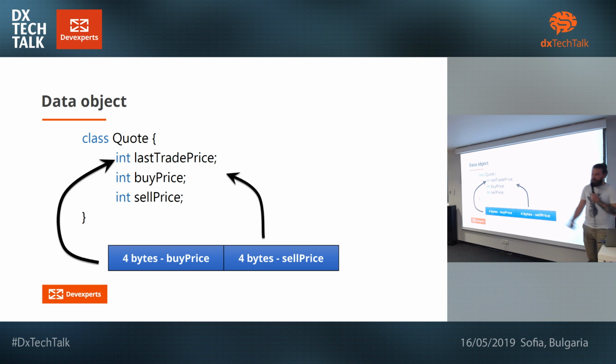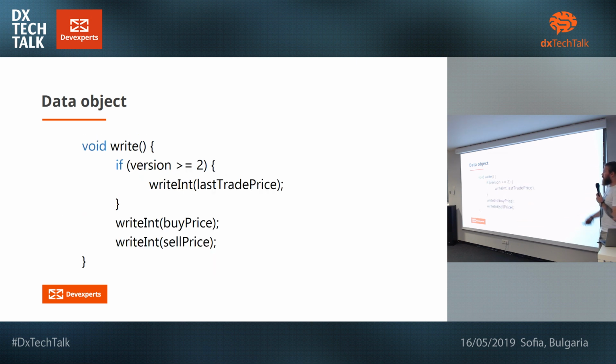So in order to solve this, we can do a very simple thing. We can introduce numerical versions for our API. So our write routine would look like this. If version is greater or equal to 2, then we write our last trade price. Otherwise, we just skip it and write those which are known to our remote side.